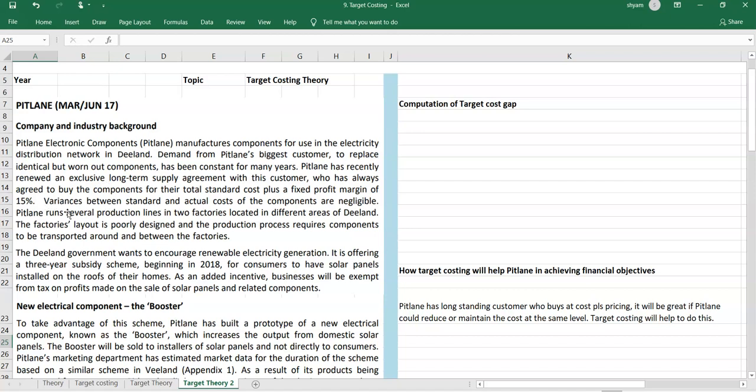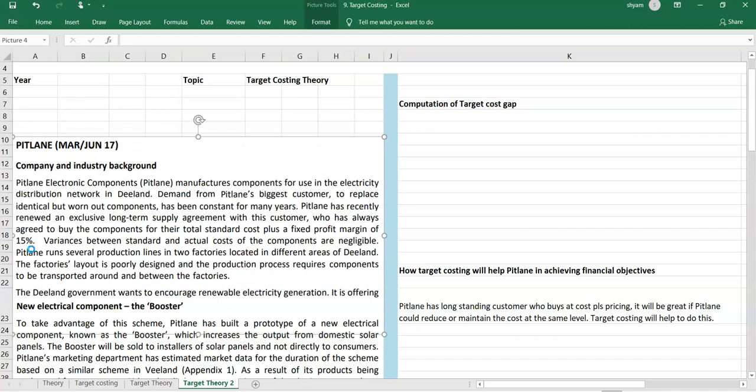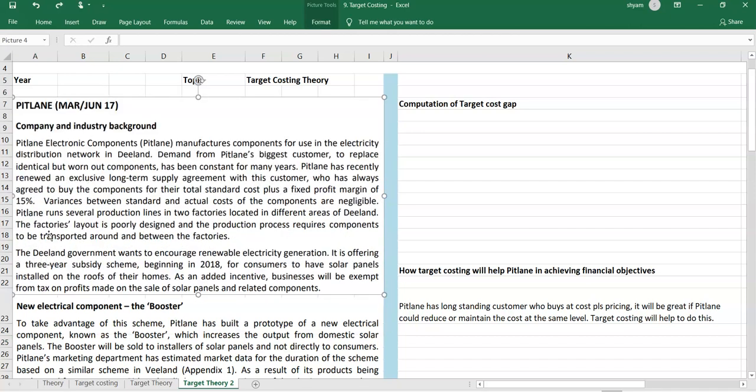But if you see, the difference between the actual cost and the standard is very negligible. It means it's usually a cost which is maintained at the same level, but still we could reduce it. The more we reduce, the more profitability for us as well as for our customer, right? So we'll start from here.